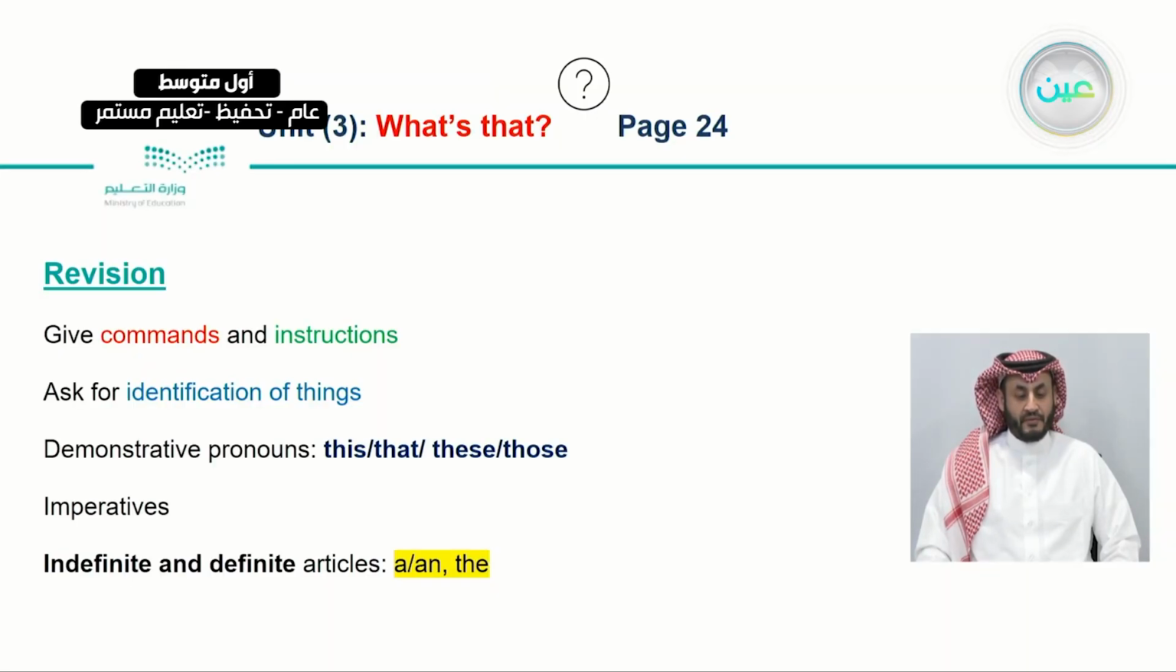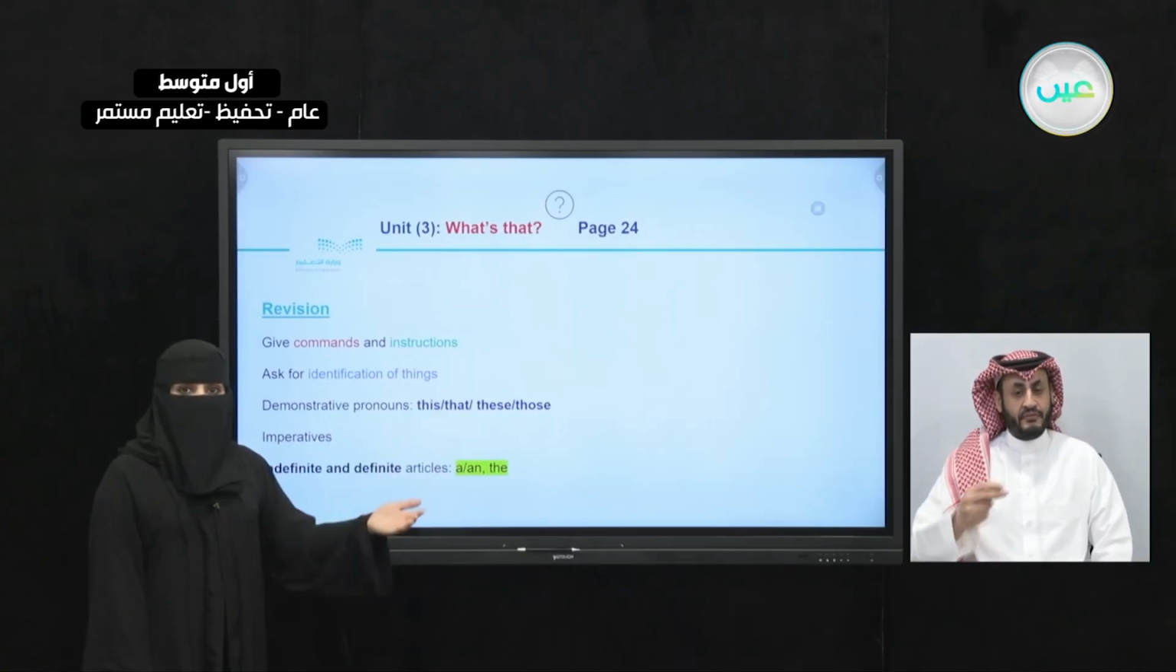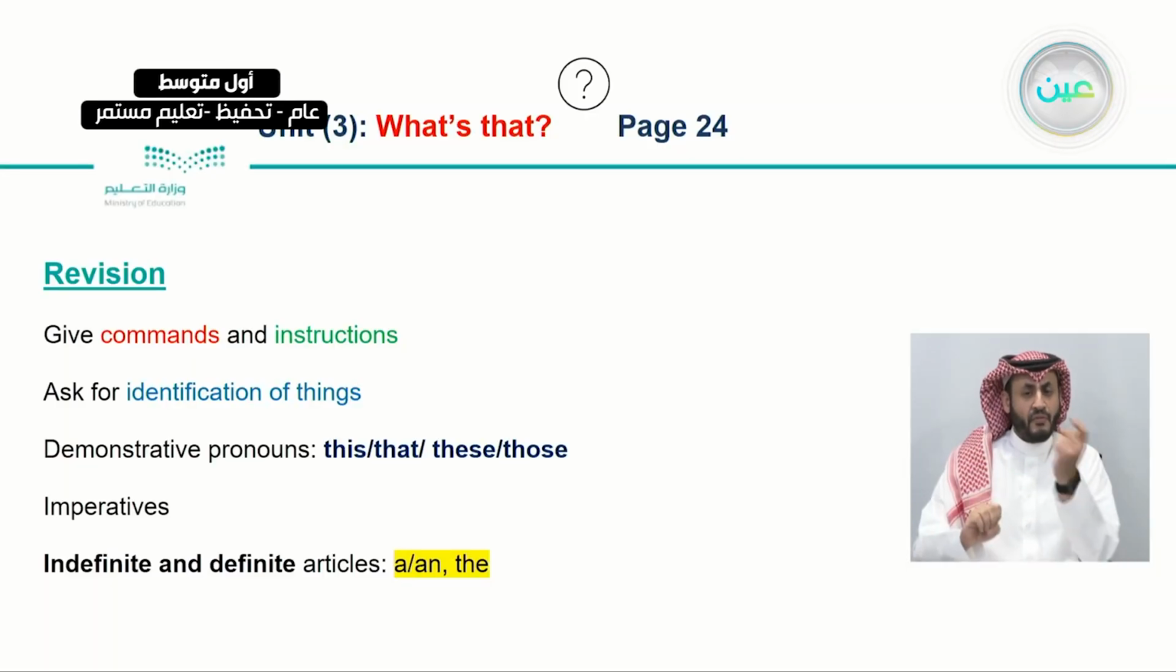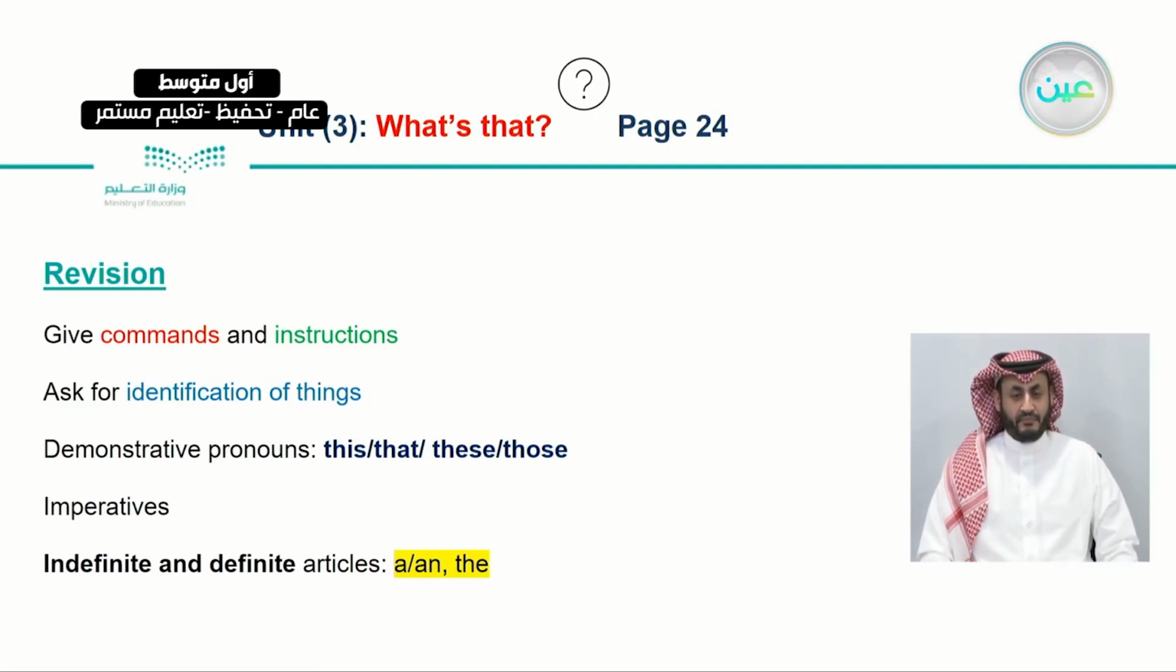Also, we learned how to ask for identification of things and demonstrative pronouns such as this and that, these and those. Imperatives and indefinite and definite articles, a, an, and the.